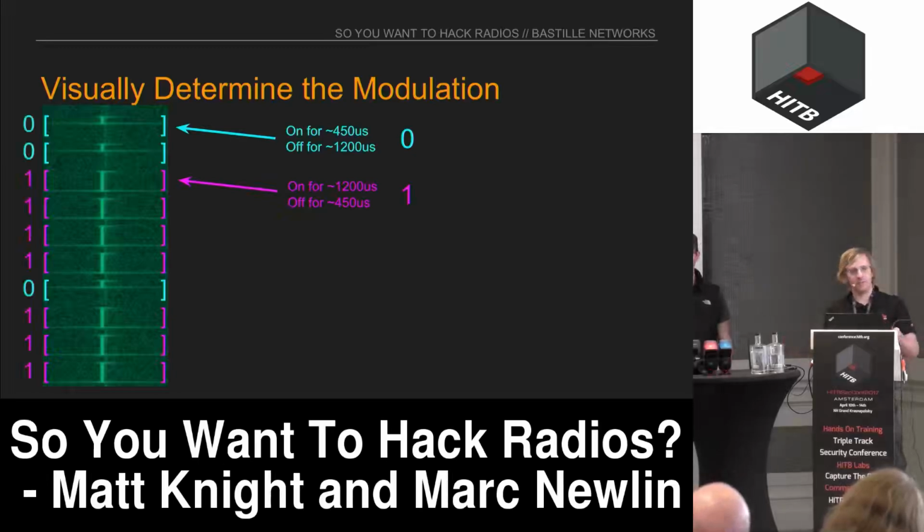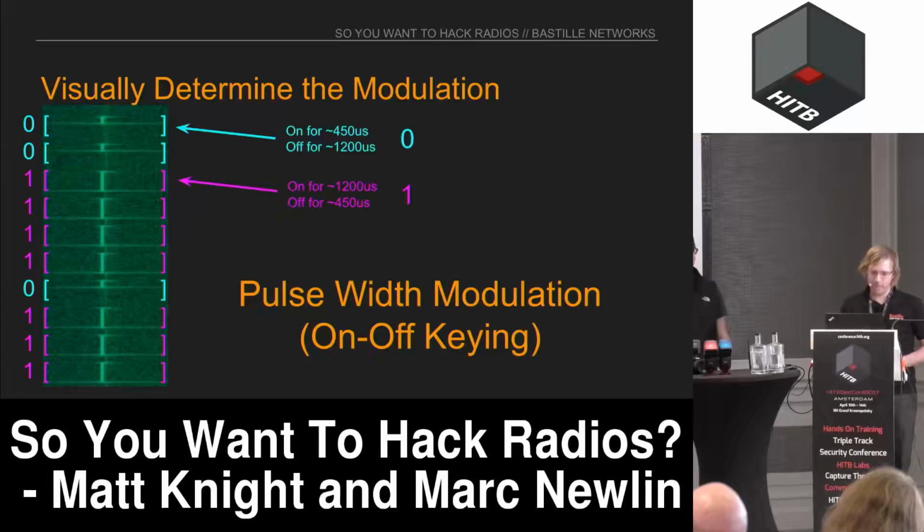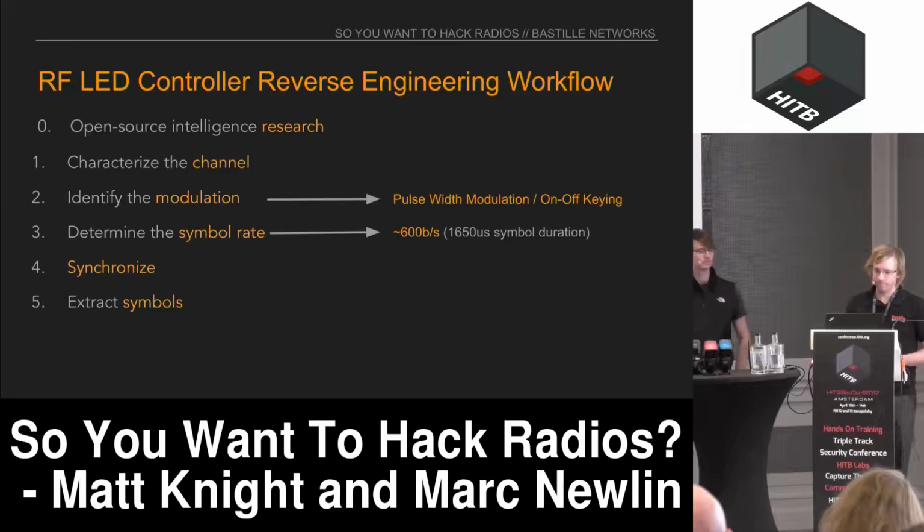So we can, in this case, visually demodulate the signal and just say 0, 0, 1, 1, 1, 1, 0, 1, 1, 1. And with some of these simple physical layer protocols, you can actually do this visual demodulation and not have to even write any code. So this is what's called pulse width modulation. It's a type of on-off keying where the data is encoded in the duration of the time that the radio transmitter is on. So when the radio transmitter is on for 450 microseconds, that's a bit 0. When it's on for 1200 microseconds, that's a bit 1. And this is just a nice, simple, low-complexity IoT PHY.